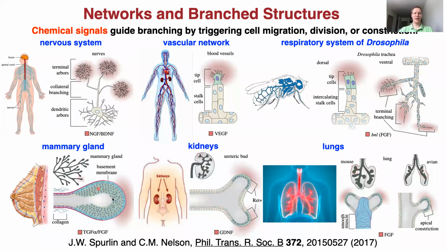In mammary glands, you have migration. In kidneys, you have proliferation. And in lungs, what happens later is that you form smooth muscles, which provide constriction. This is what happens in mammalian lungs, whereas in bird lungs, these cells actually constrict.